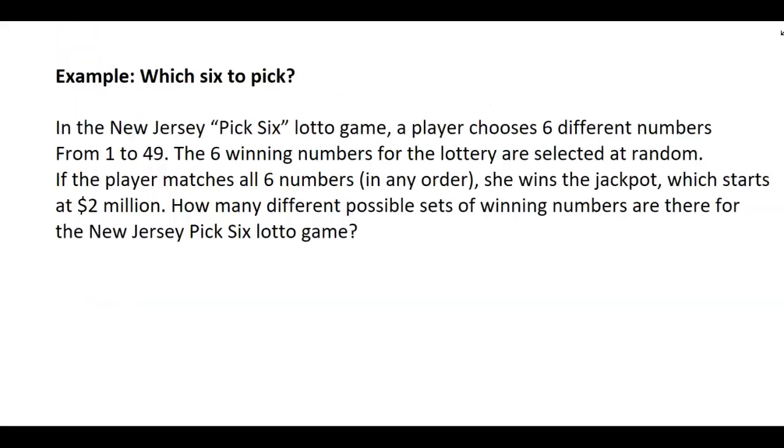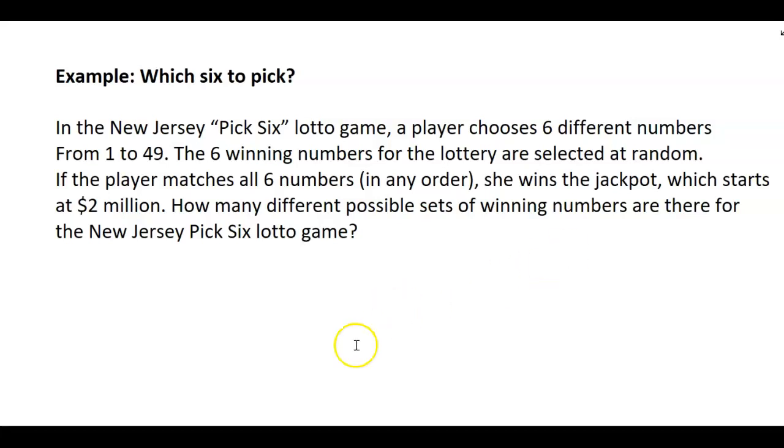So let's do an example. In the New Jersey Pick 6 Lotto game, a player chooses 6 different numbers, and they can be any number from 1 to 49. And the 6 numbers don't have to be in any order. As long as she gets the same 6 numbers that come up in the lottery, then she wins the jackpot. So how many different possible sets are there?